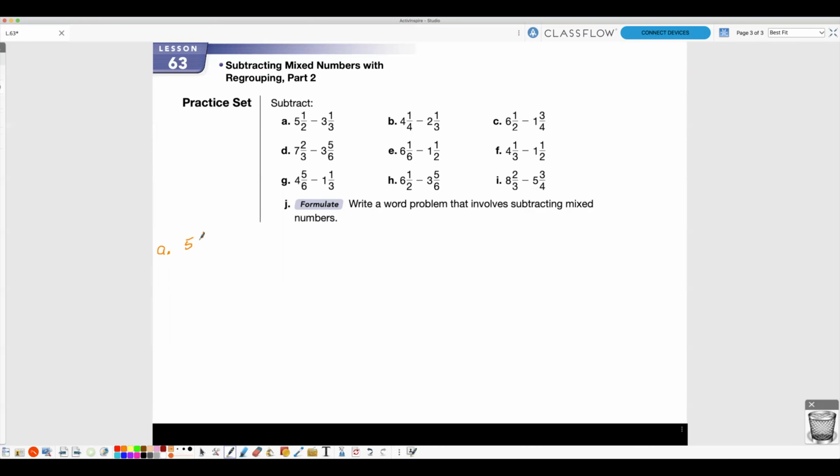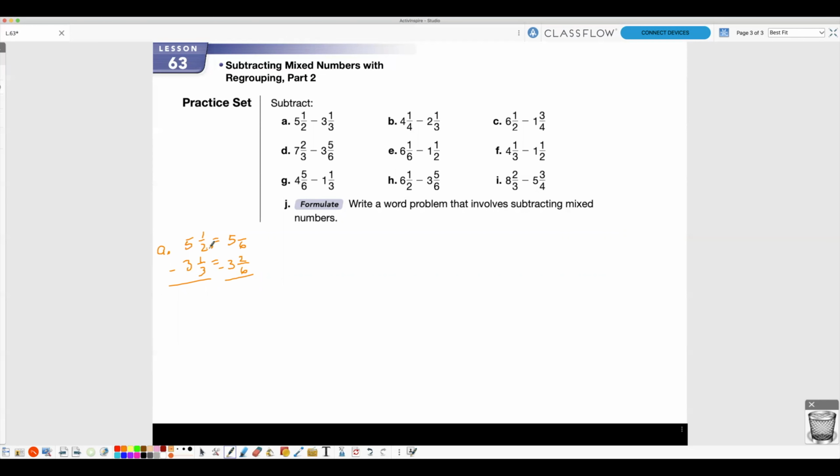So if I have 5 1/2 and I'm going to subtract 3 1/3, I see that both 2 and 3 are probably going to be converted into 6. So I'm going to change this to 5 and something with a denominator of 6. This will be 3 with a denominator of 6. And then I see that 3 times 2 is 6, so 2 times 1 is 2.